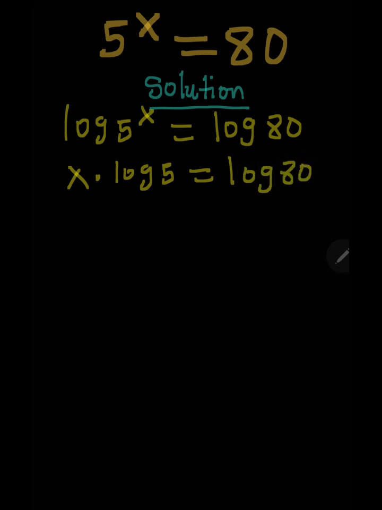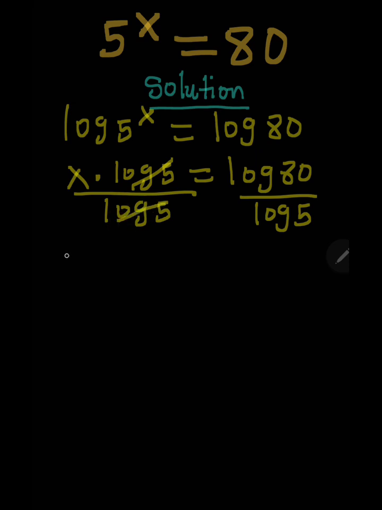Since we are looking for the value of x, we're going to divide both sides by the coefficient of x in the left hand side, which is log 5. So we divide the left hand side by log of 5 and do the same thing to the right hand side, by log of 5, so that this log 5 will cancel this log 5. In the left hand side, we are left with just x, which is equal to log of 80, then divided by log of 5.